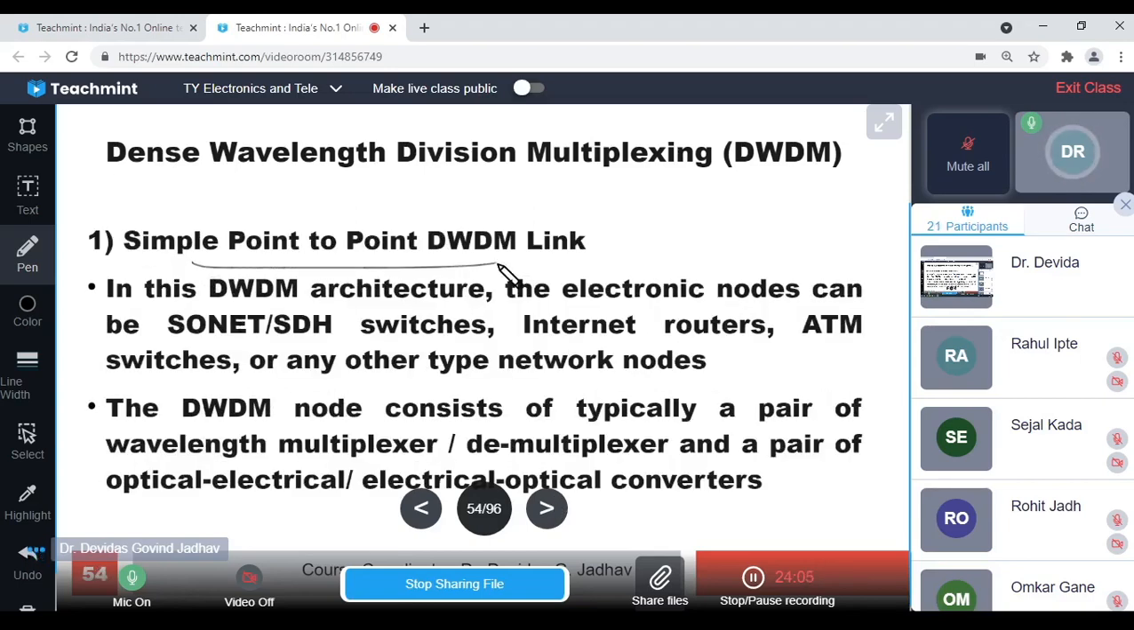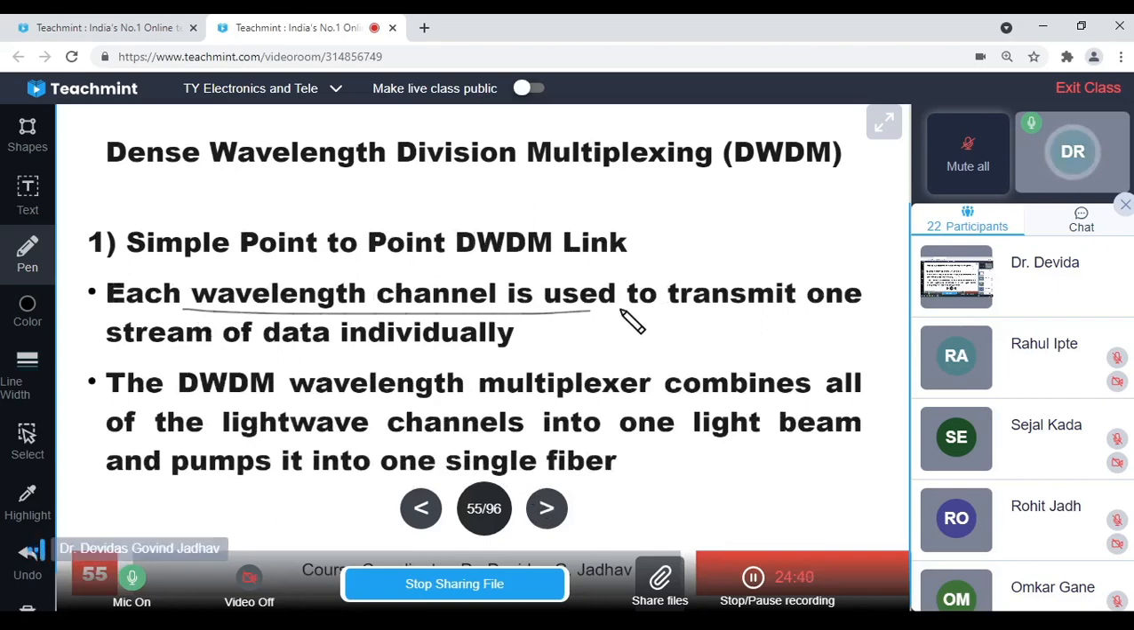So a simple point to point link is there. One node is there and a second node is there, and it has the DWDM in between the nodes. In this DWDM architecture, the electronic node can be SONET, SDH switches, or internet routers, or ATM switches, or any other type of network nodes. So node to node communication, but DWDM is there. The DWDM node consists typically of a pair of wavelength multiplexer demultiplexer and a pair of optical electrical optical converters. Then each wavelength channel is used to transmit one stream of data individually. Obviously, every channel is given for one type of data.